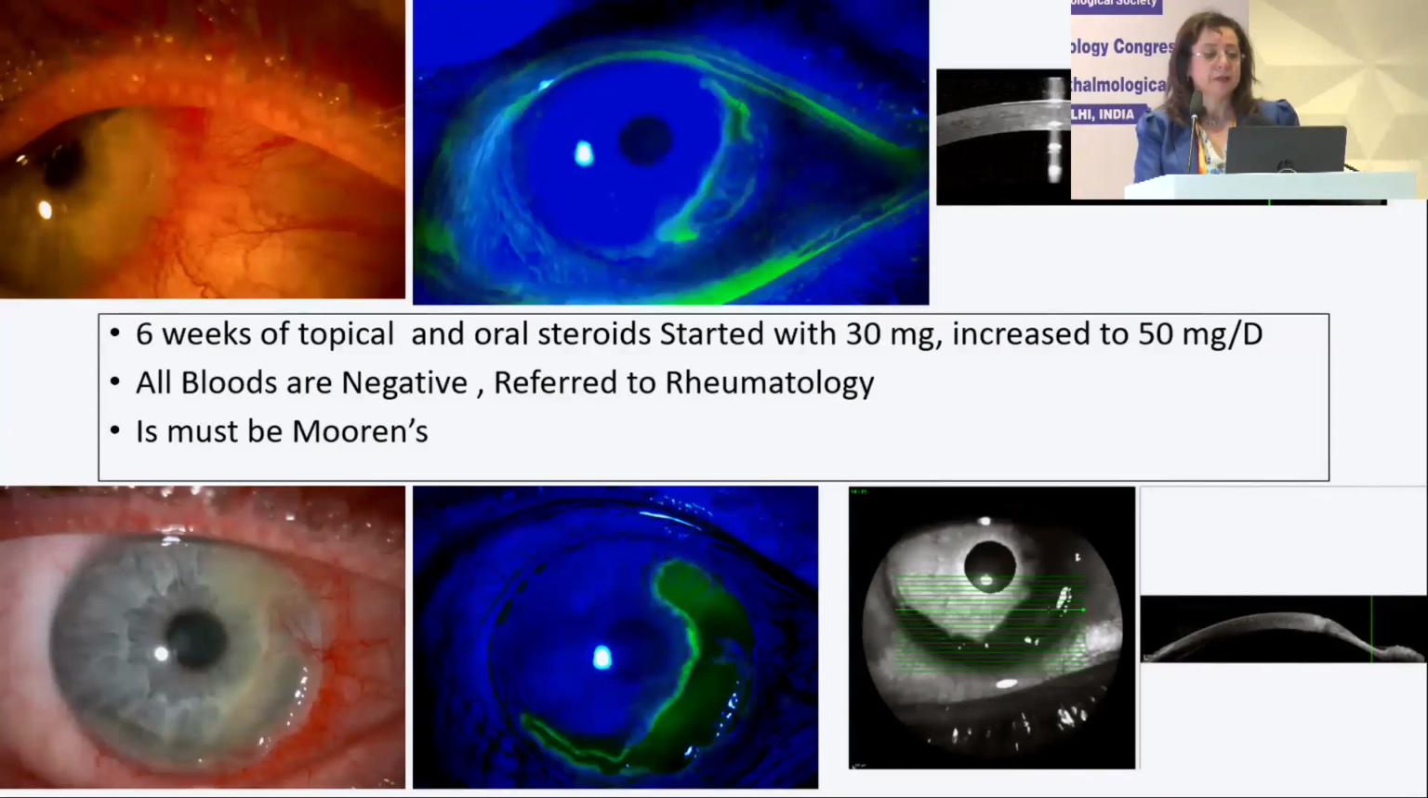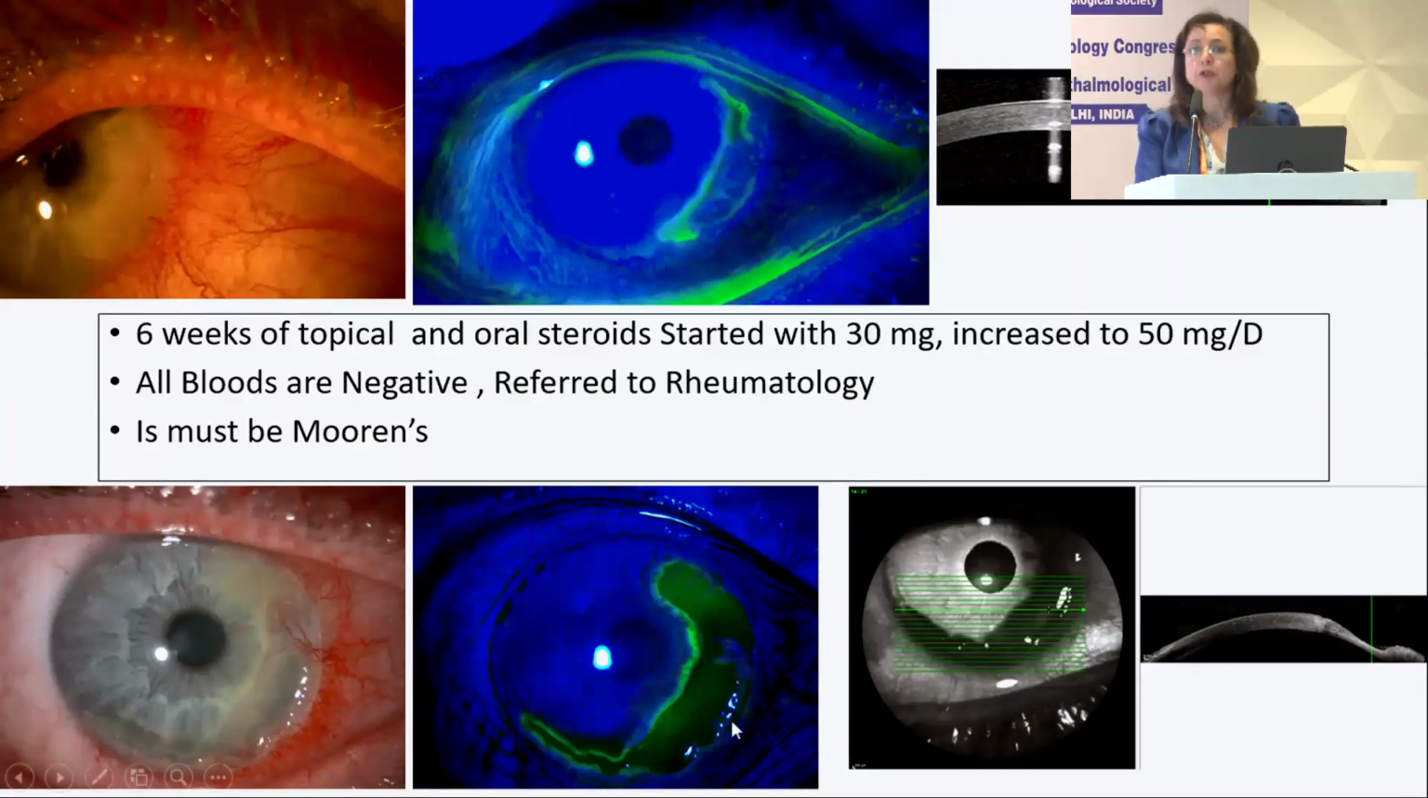This is another example of a patient who was referred from another hospital with recurrent PUK. This time they were not able to treat with topical and oral steroids alone. We admitted the patient and also gave him oral and topical steroids under cover of antibiotics, but the patient was getting worse and worse, and you can see here the ulcer getting worse by the day.